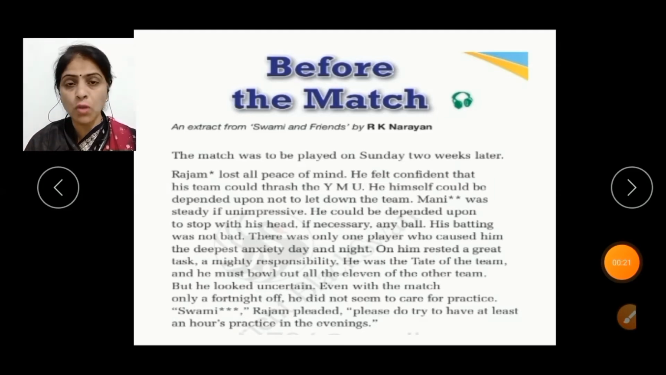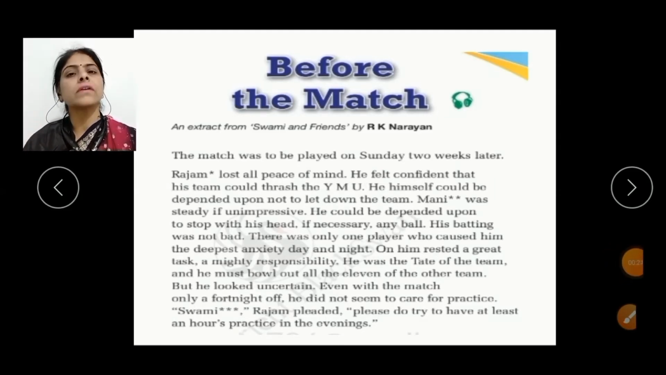A great responsibility, a big task rested on him, and he was considered the Tate of the team, as he was the fast bowler of the team and he could bowl out all the 11 players of the opponent team. He was Swaminathan, and he was the reason of Rajam's worry, because Swami was not taking practice regularly. Even only 2 weeks were left, but he did not seem to care for practice.